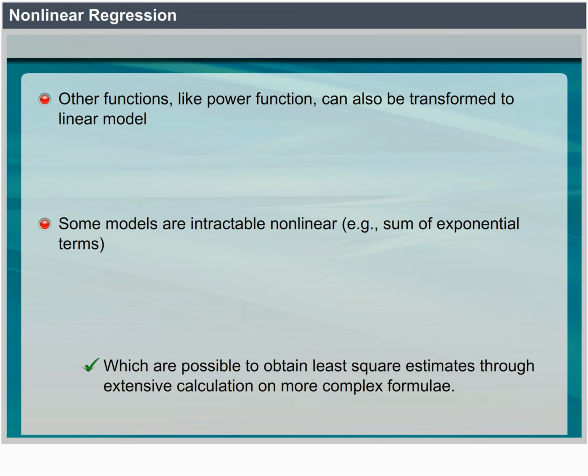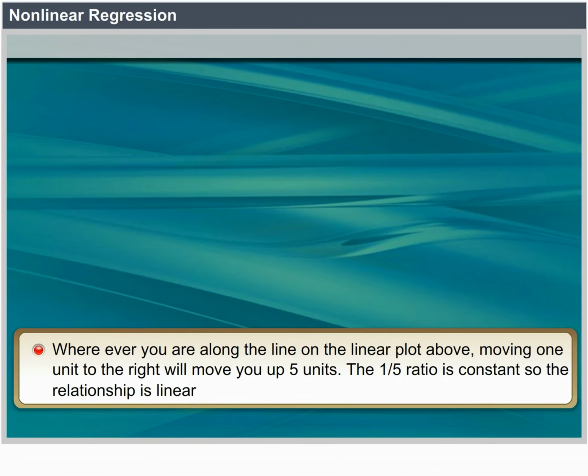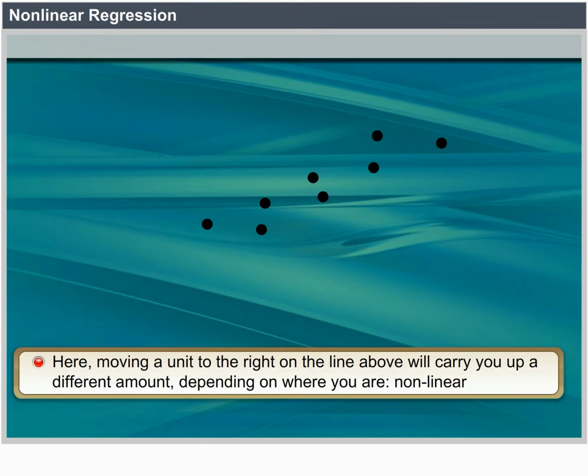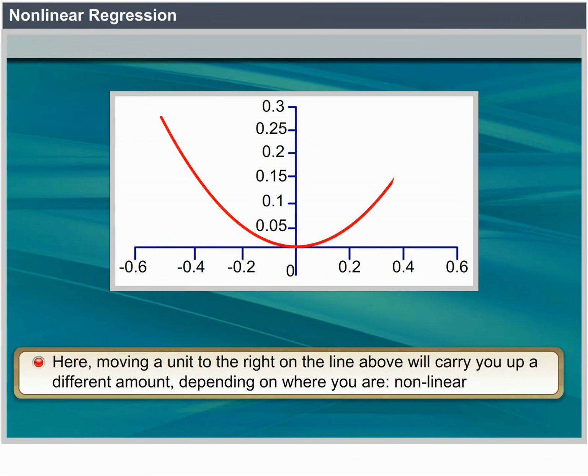Wherever you are along the line on the linear plot shown on screen, moving 1 unit to the right will move you up 5 units. The 1/5 ratio is constant, so the relationship is linear. In this figure, moving a unit to the right on the line above will carry you up a different amount depending on where you are, that is, nonlinear.